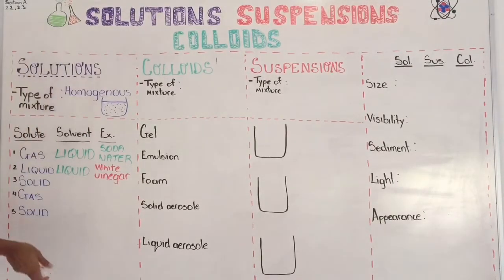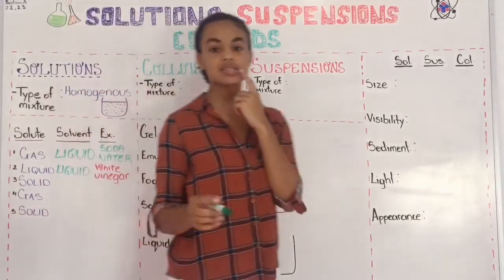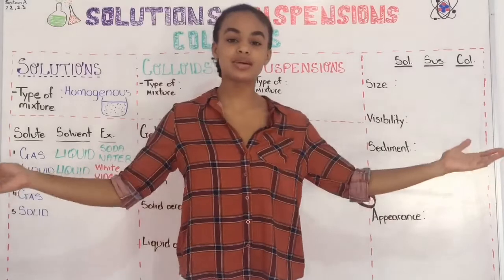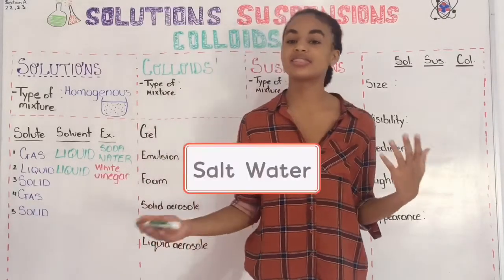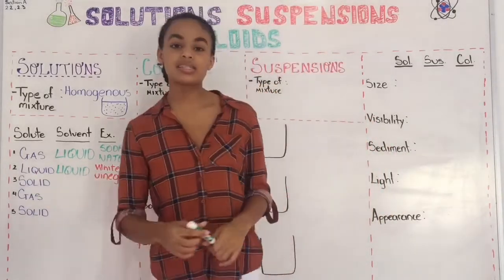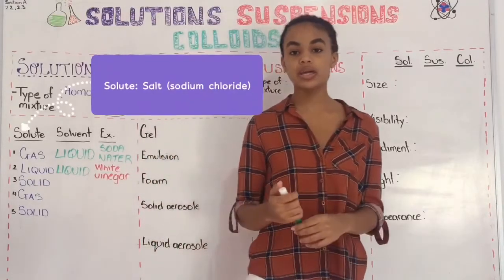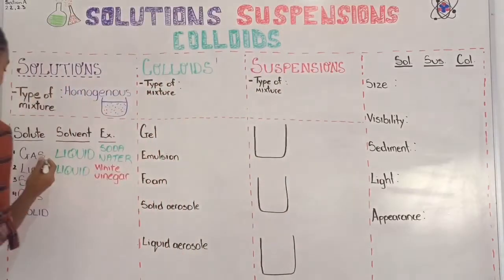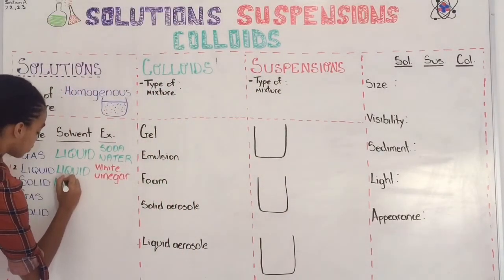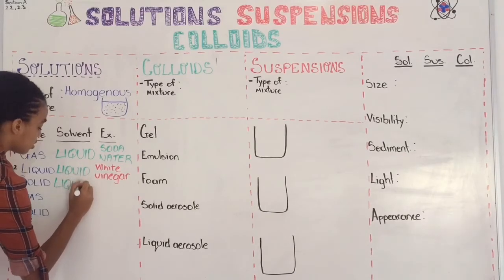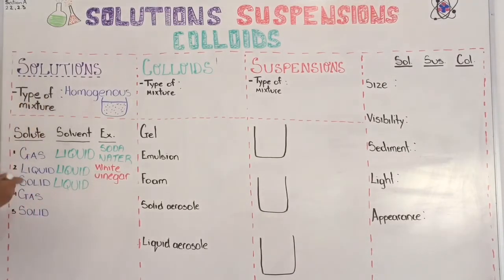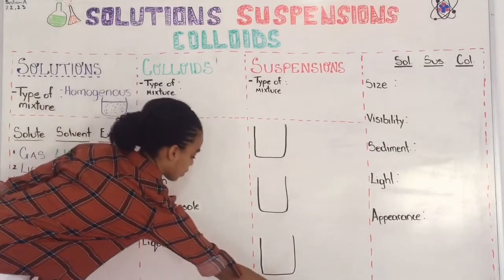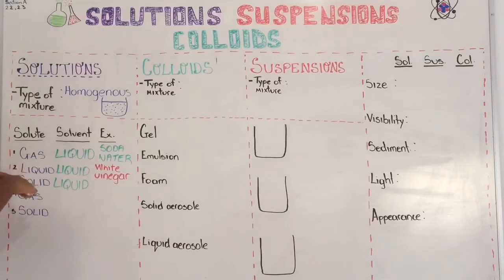So now we're going to look at solid. We're going to look at solid as a solute and liquid as a solvent. Typical example, my favorite example, salt water or seawater. So the solid in this example would be your sodium chloride, and the solvent in this example would be your water. So solid acting as a solute, sodium chloride acting as a solute, and water acting as the solvent to give your salt water.